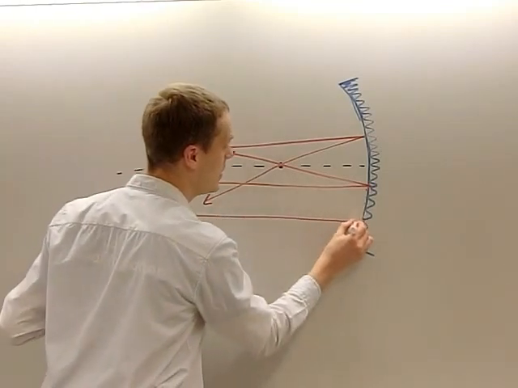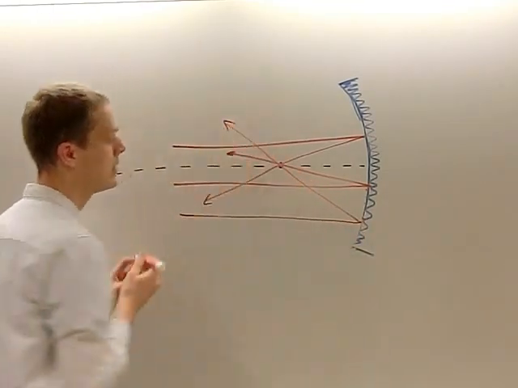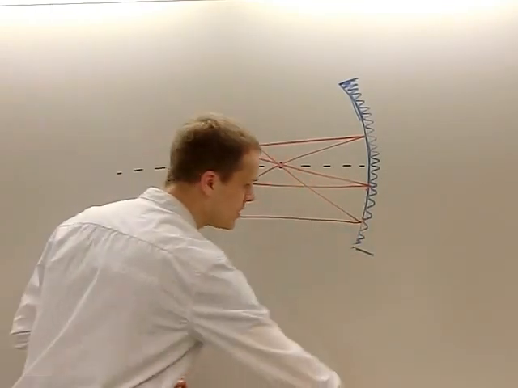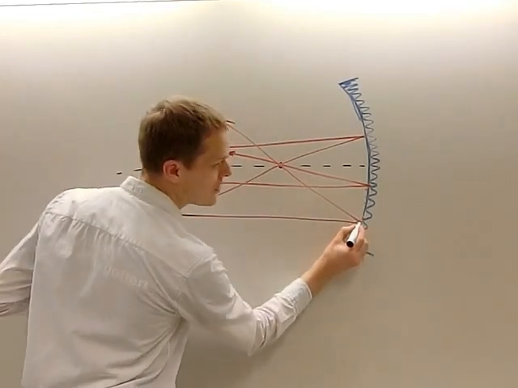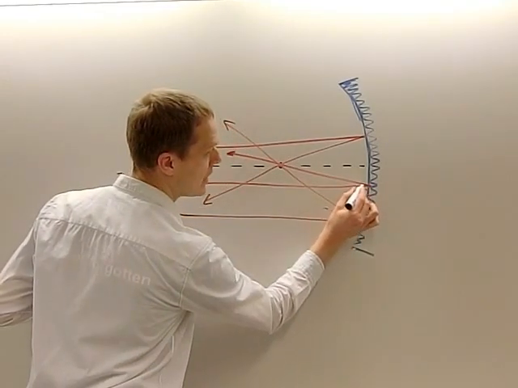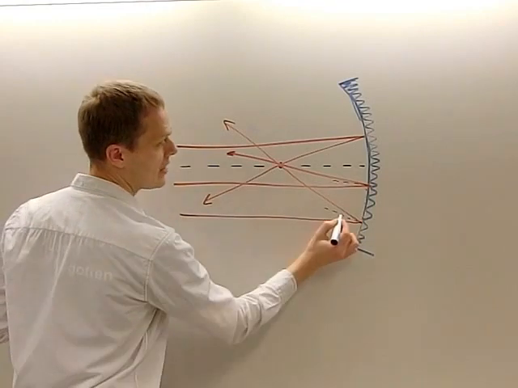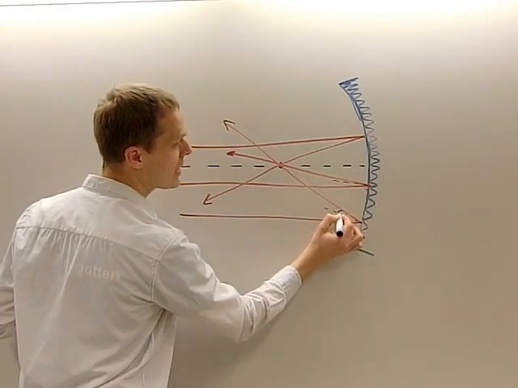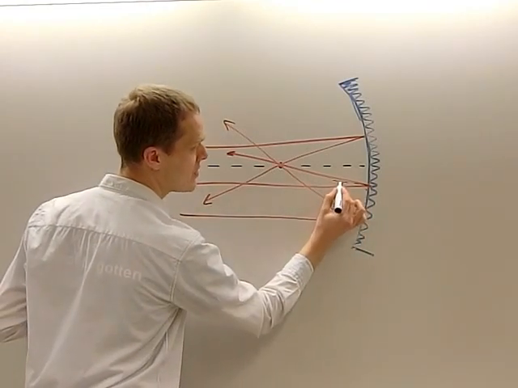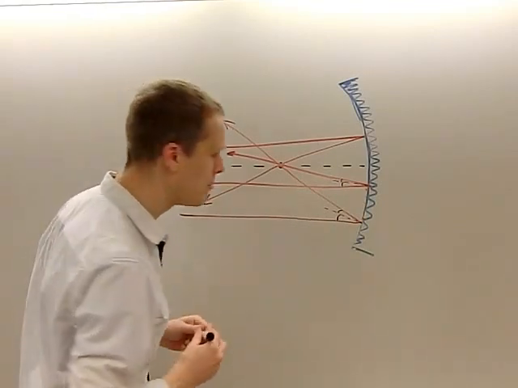Draw them in here, and this one will go here. And we can see this by looking at the normal to the surface at the point where each light ray hits, and looking at the angle of incidence and reflection. And we see that they're the same, or at least as close as I can draw.